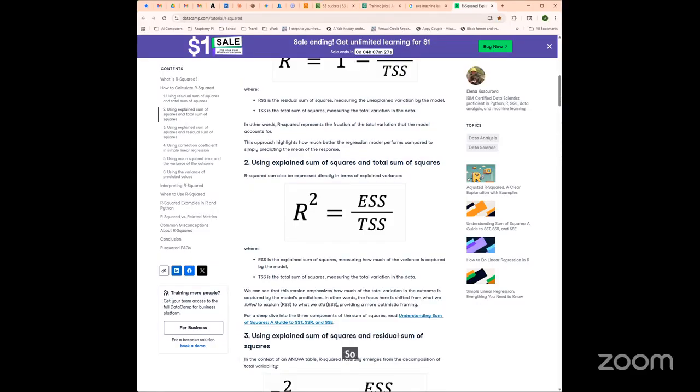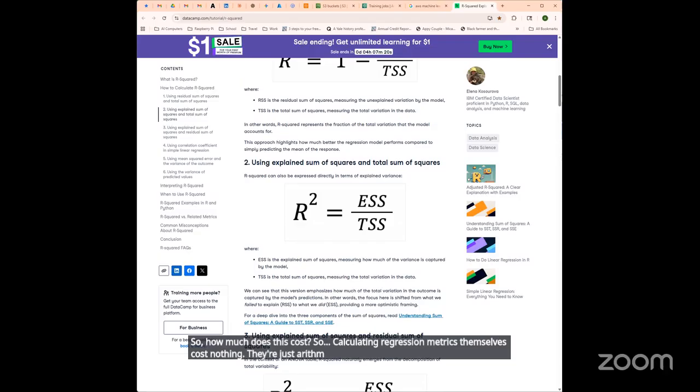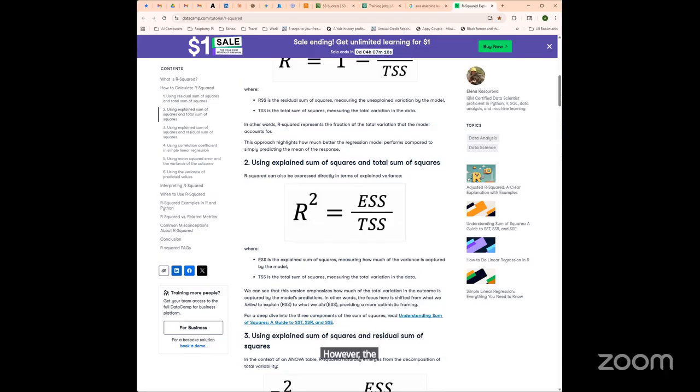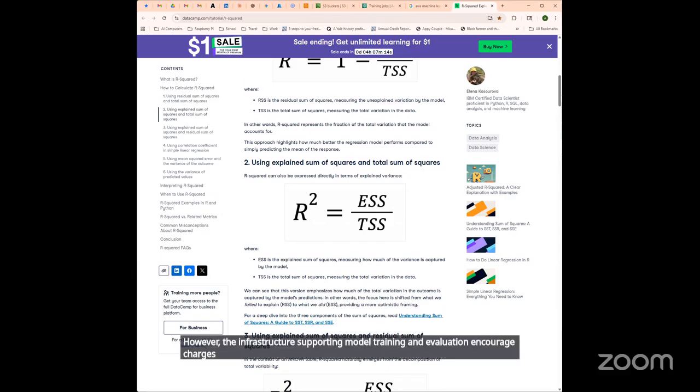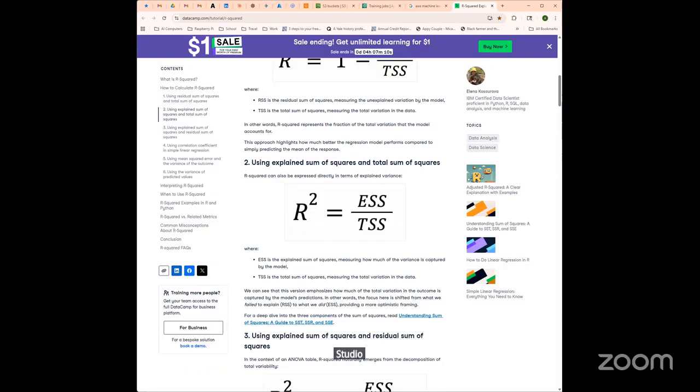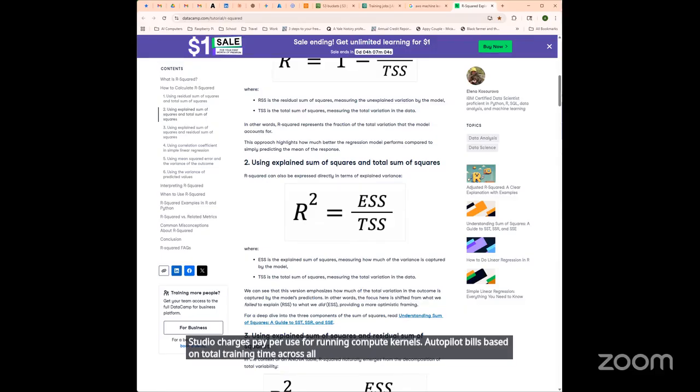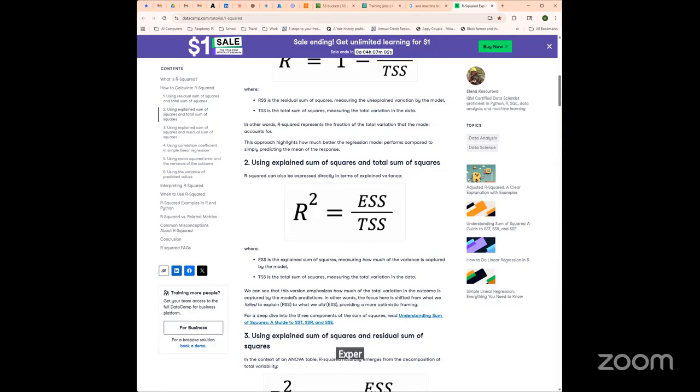So, how much does this cost? Calculating regression metrics themselves costs nothing. They're just arithmetic on predictions. However, the infrastructure supporting model training and evaluation incurs charges. SageMaker training jobs bill per second based on the instance type. Studio charges pay per use for running compute kernels. Autopilot bills based on total training time across all candidate models. Experiments and logging add minimal cost as part of standard SageMaker services.